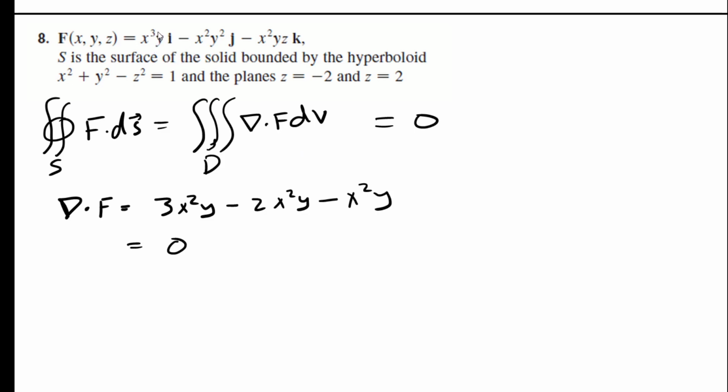So that becomes 3x squared times y, and then we have 2x squared times y minus x squared. Yeah, okay. So here the divergence was 0, so there's nothing to integrate. The rest of this is just extra to throw you off. But here the divergence is 0, so that means there's no net flux over this region. That's anticlimactic. Let me pull up another example.